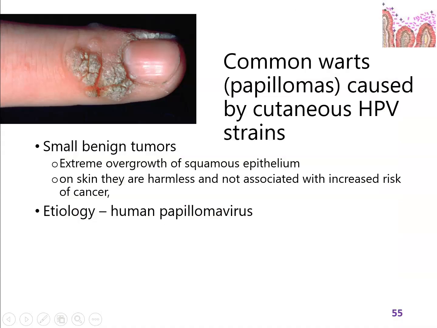Okay, so the first disease we look at that's caused by the HPV is common warts, and these are just benign tumors of epidermal tissue. So they're infecting the epidermis but not really crossing it. And in this case, they're just causing massive overgrowth of epidermal cells.